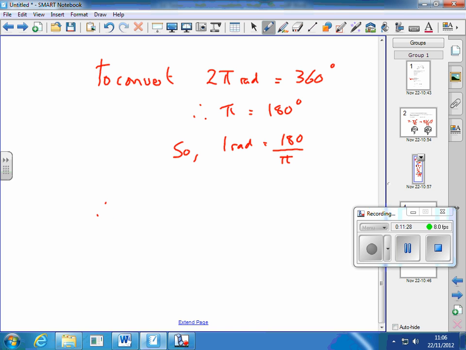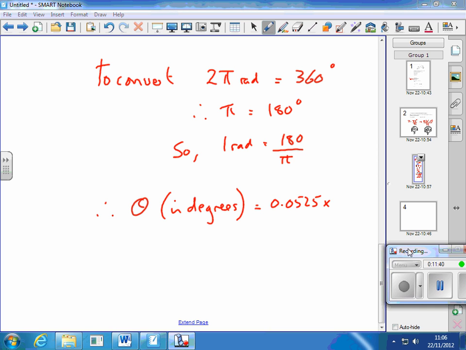So therefore theta in degrees, which you may well want it in, equals 0.0525 times 180 over pi. Comes to 3 degrees. Okay.